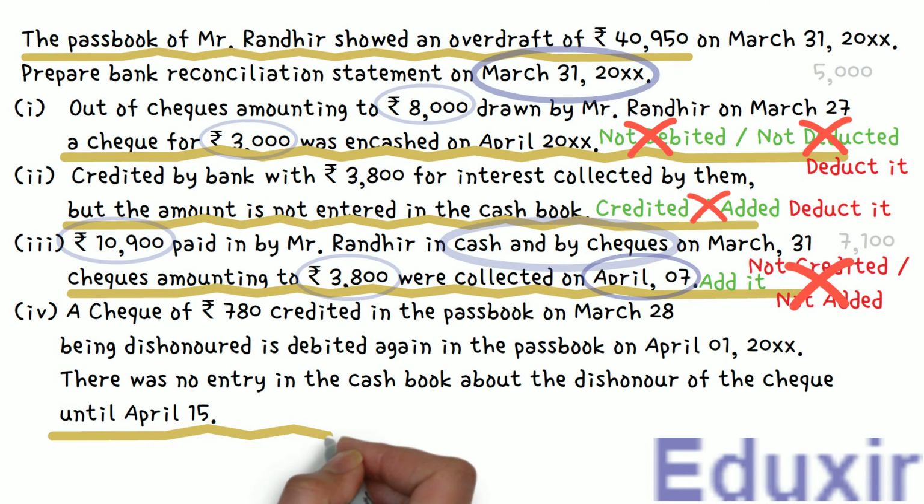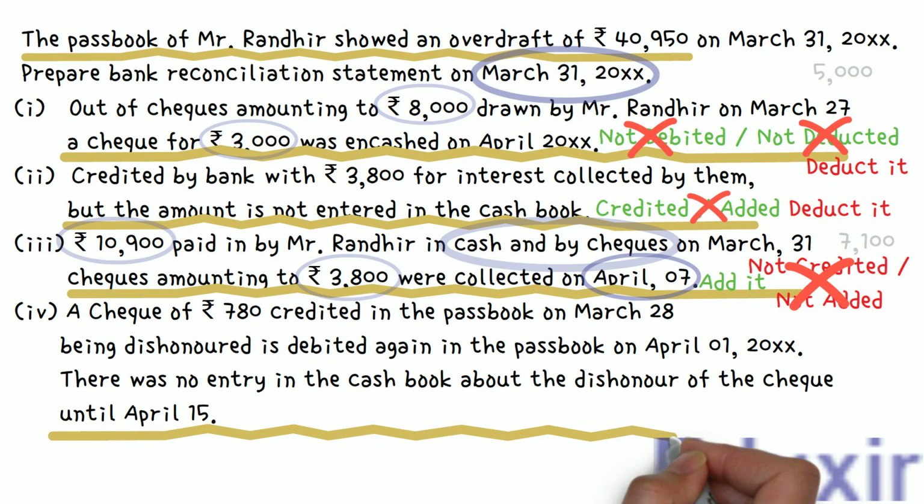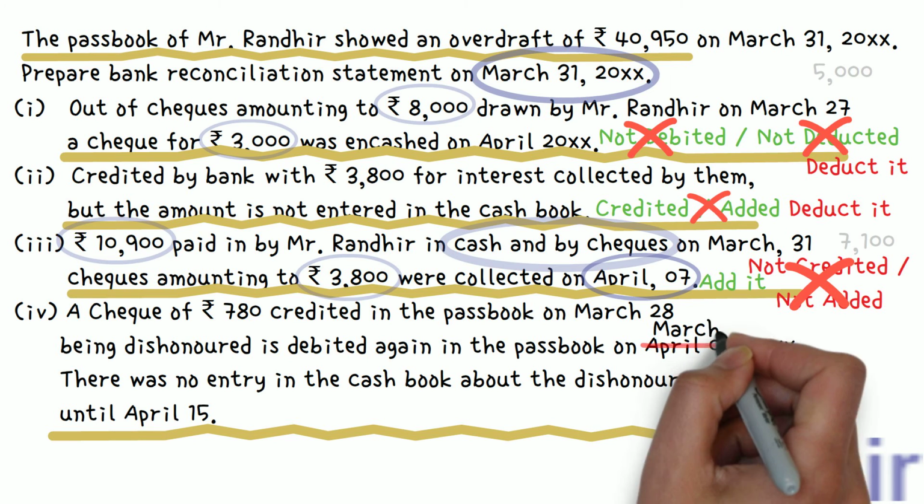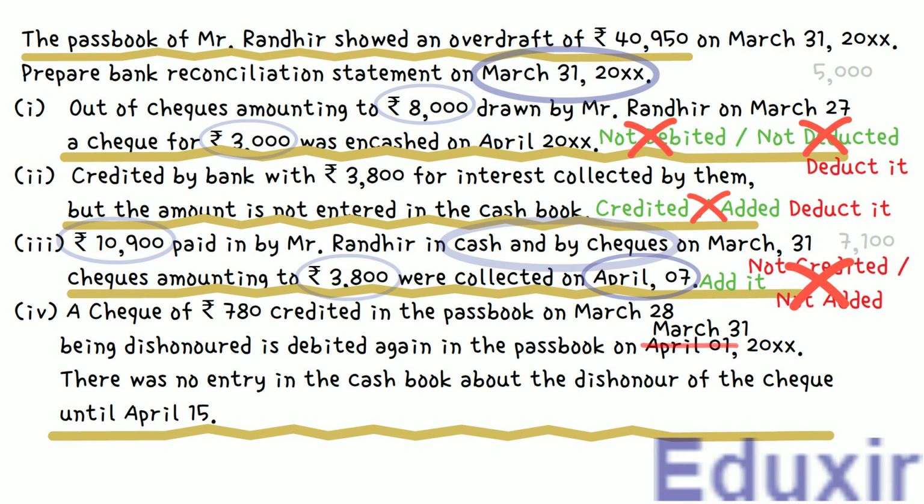Here it is given that a check for 780 rupees was deposited in the bank, but it was dishonored. I think that we should consider the date of dishonour as March 31st. If the check is dishonored on April 1st, then it means that the check amount is still credited in the passbook when the bank reconciliation statement is prepared on 31st March. In other words, on March 31st, this check is debited in the cash book and it is credited in the passbook. This means that there is no difference between the cash book and the passbook, and we don't have to enter this in the bank reconciliation statement.